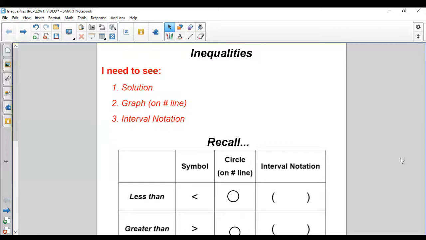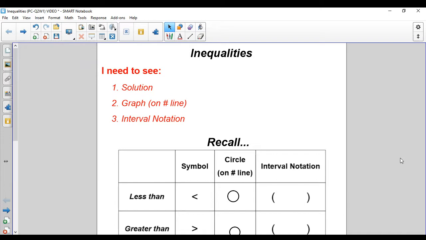We're going to hit linear inequalities, compound inequalities, quadratic inequalities, and absolute values. So let's start out part A this week with linear and compound. For all of these types of inequalities, I need to see three things. I need to see the solution written out, the graph on a number line, and interval notation.